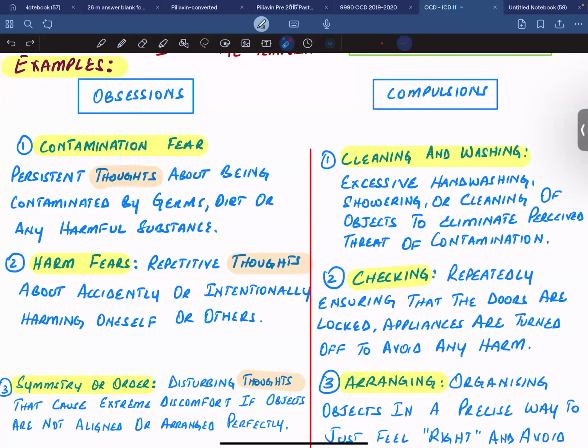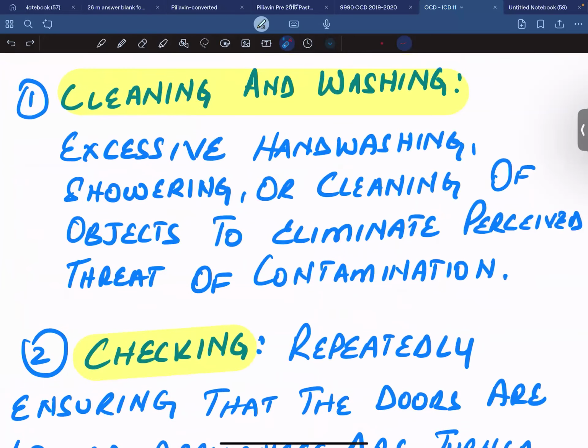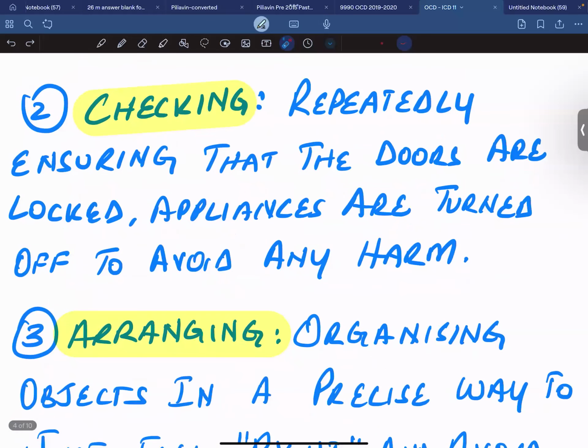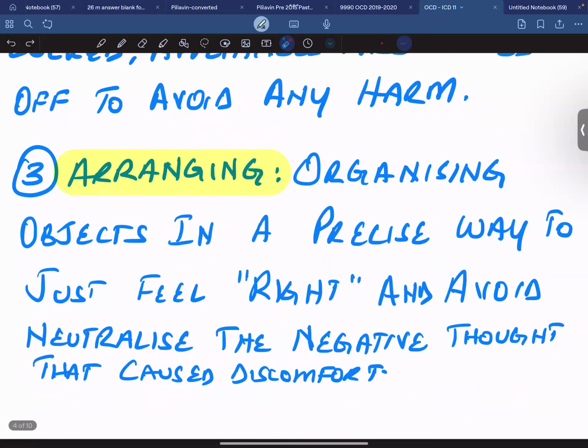There are individuals who are excessively involved in hand washing or showering or cleaning of certain objects, and they do this to eliminate their perceived threat of contamination. The second example could be checking, or in other words, repeatedly ensuring that the doors are locked, appliances are turned off. You're doing this because you're trying to avoid any sort of harm. Number three, arranging, that is organizing objects in a precise way to just feel right.